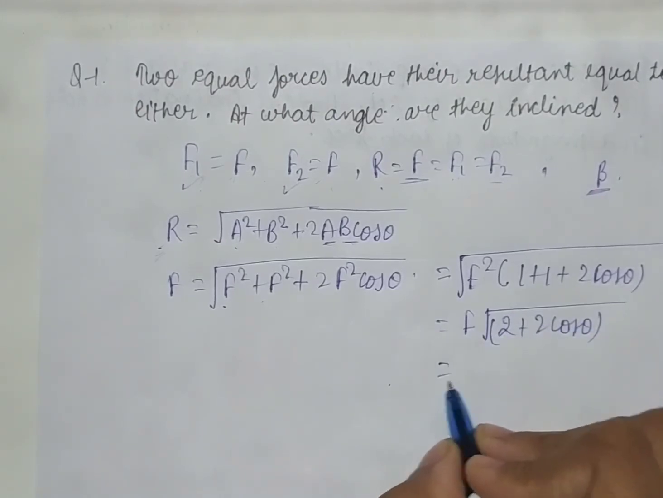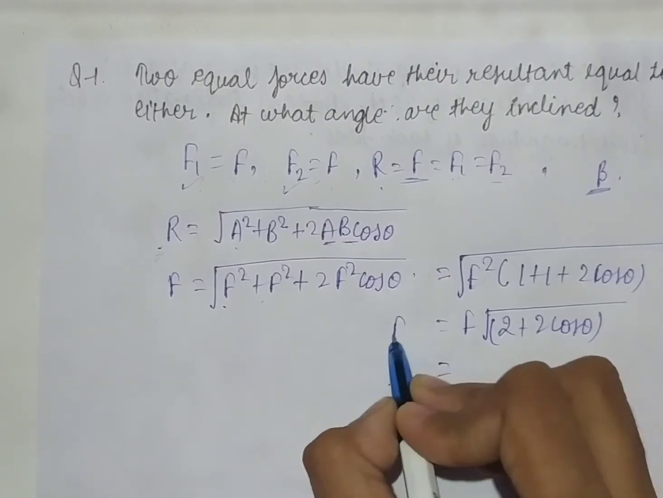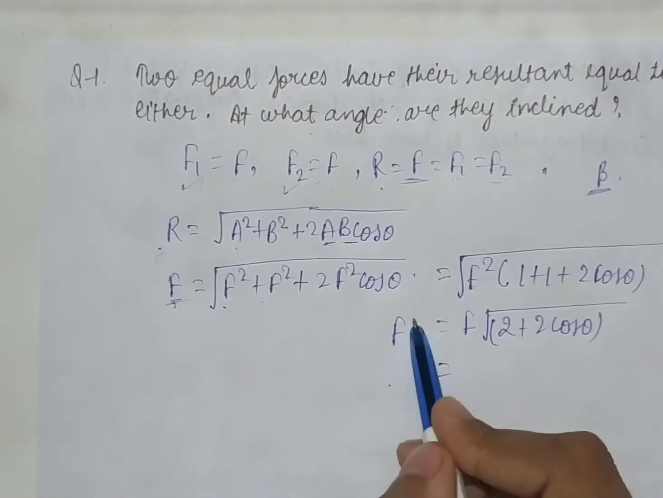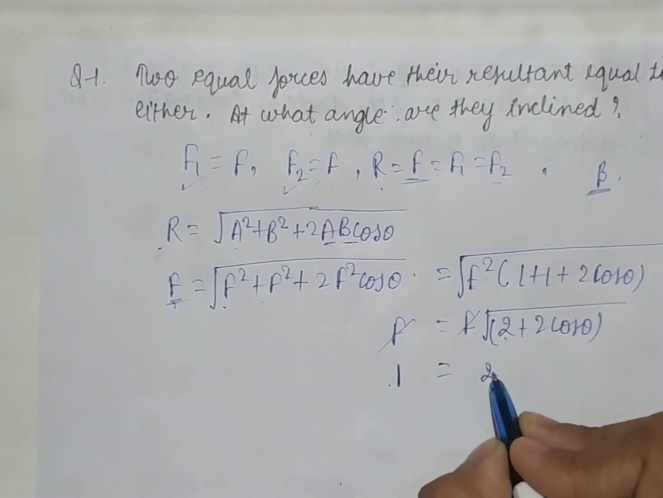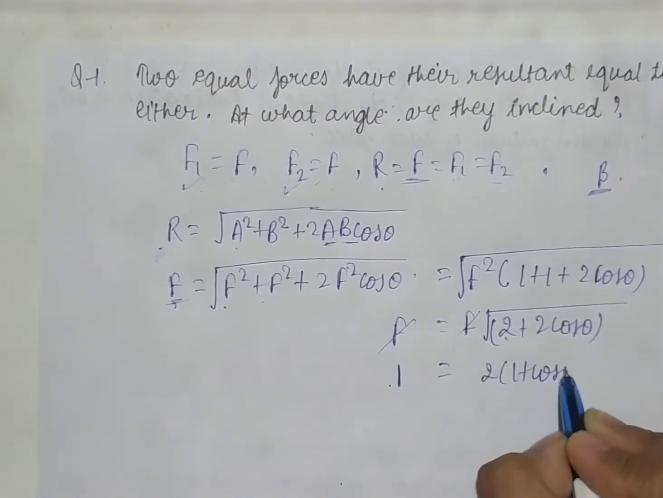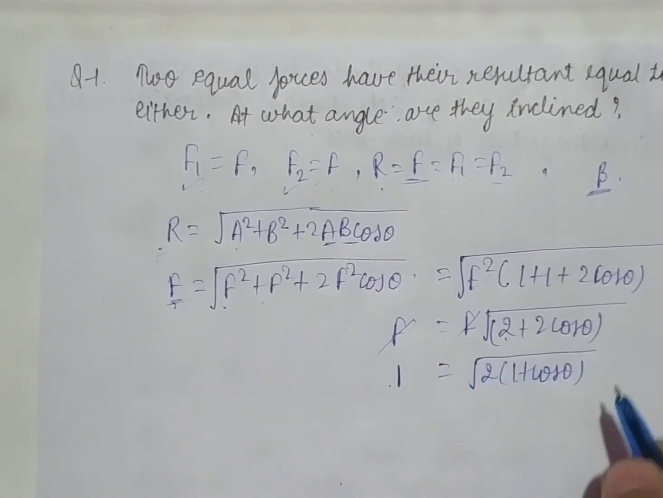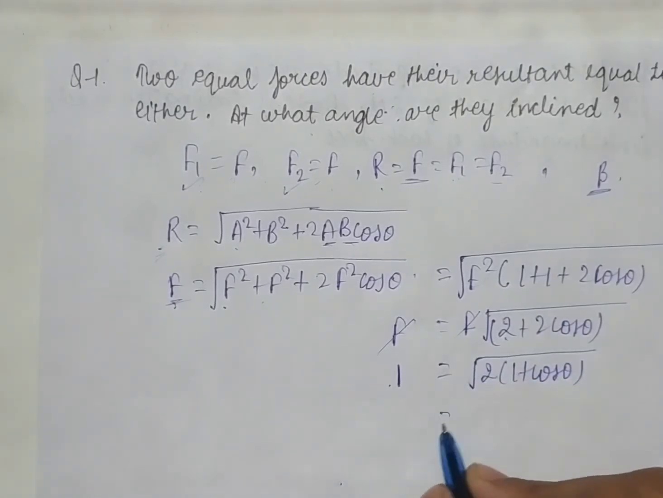Now on the left hand side we have F, so this F and F get cancelled. What do we get? 1 equals the square root of 2 bracket 1 plus cos theta, where the whole expression is under the root. So we can take it like this.